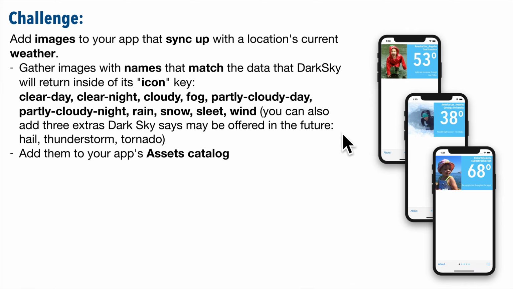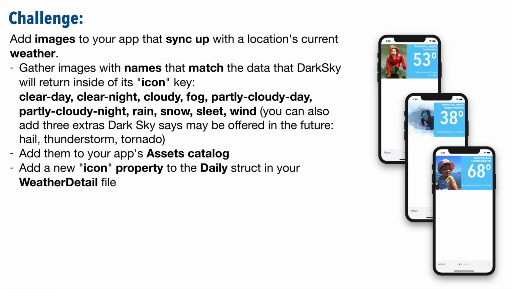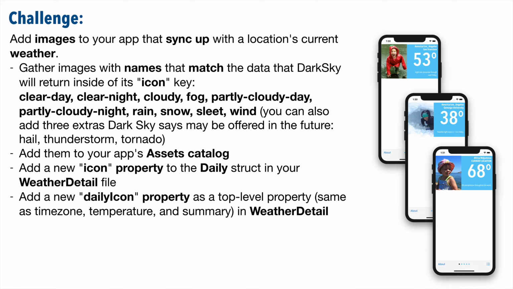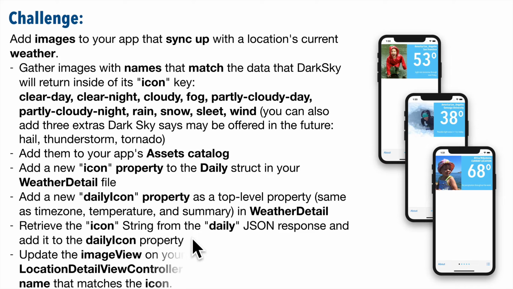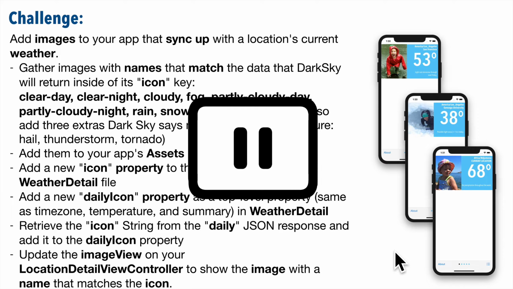And once you've got that set up, in your weather detail file, add a new icon property to the daily struct that you created in the last video. Also add a new daily icon top level property, just like the ones that you created for time zone, temperature, and summary in the last video. Then retrieve the string associated with the icon from the daily key and save this to daily icon. Then use this value to update the image view on your location detail view controller so that it shows the image with the same name as that icon string. Pause, give it a shot. I have faith you can do it, Swifter.